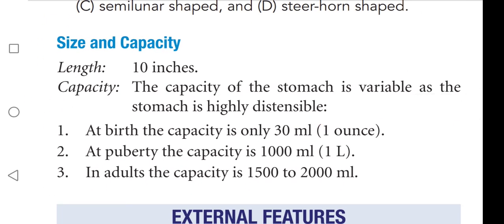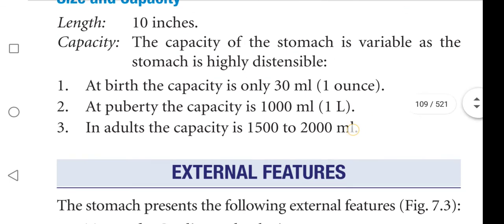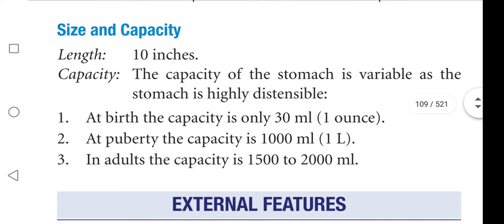Next, size and capacity. Length is 10 inches. The capacity of the stomach is variable, as the stomach is highly distensible. At birth, the capacity is only 30 ml. At puberty, the capacity is 1000 ml. In adults, the capacity is 1500 to 2000 ml. With increase in age, the capacity and distensibility of the stomach also increase.